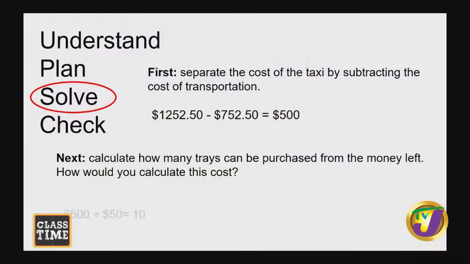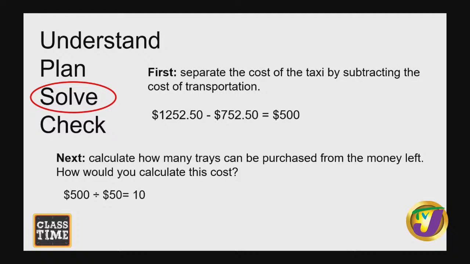But efficiently, I would divide 500 by 15. Great, because we were told that each tray costs $50. So in dividing my 500 by the $50, we know how many trays Junior needs now. He can only purchase 10 trays. Great, good job. 10 trays.